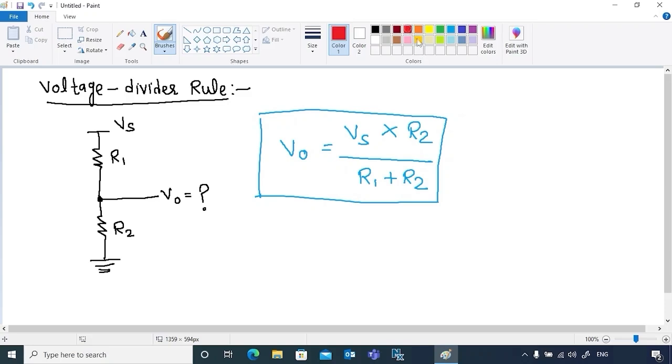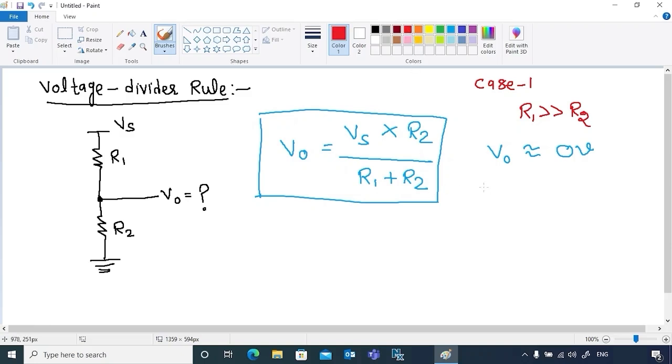So now there is case 1, when R1 is a very big resistor compared to R2. If R1 is very big, in the denominator R1 plus R2, the whole denominator is a very big value, and R2 is very small. So in this case, V output is approximately equal to 0 volt. Very little voltage you will get if R1 is a very big resistor.